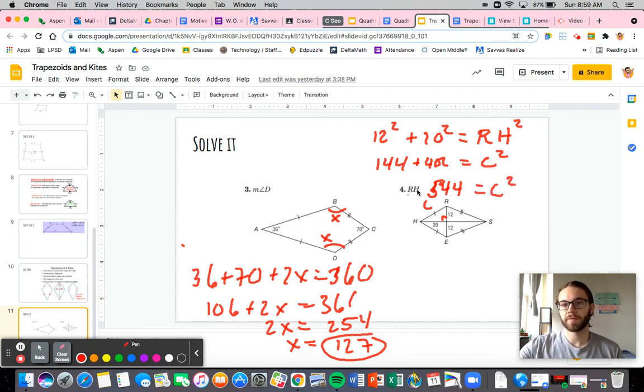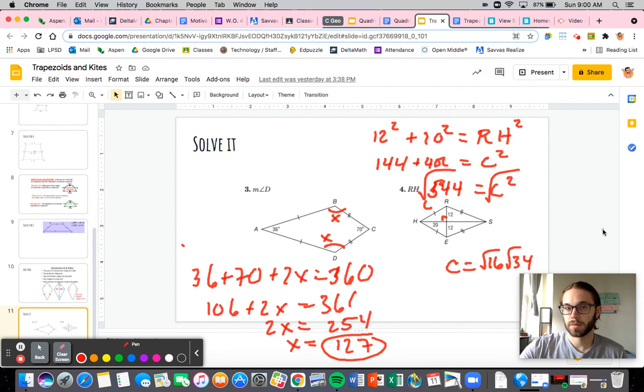So let's see what that's divisible by, because I'm going to take the square root of both sides. 544 divided by 4 is 136. So 544 divided by 16 gives me 34. So that ends up being that c is equal to the square root of 16 times the square root of 34, which is equal to 4 root 34.